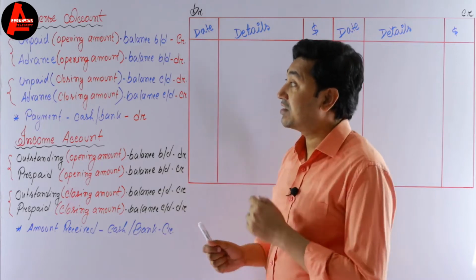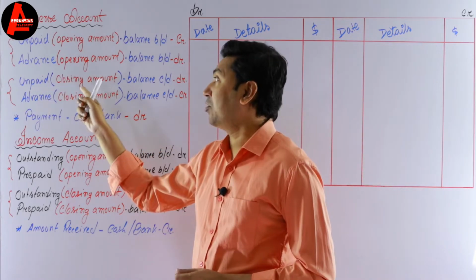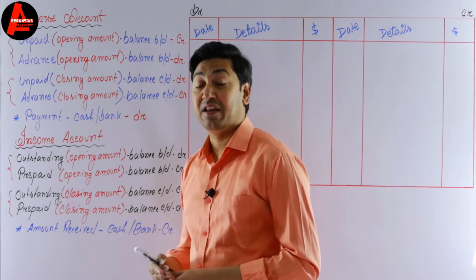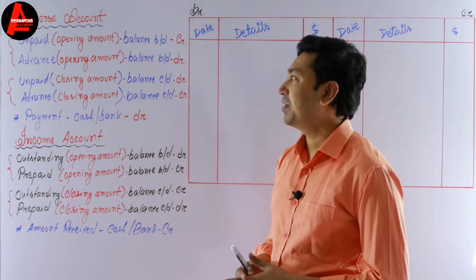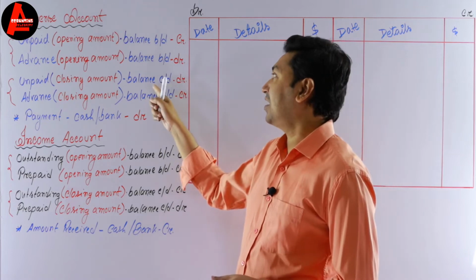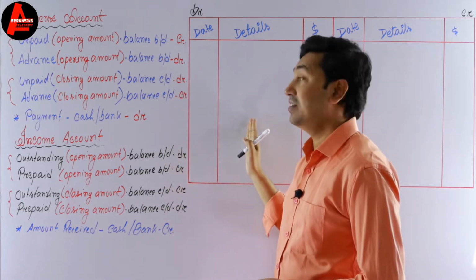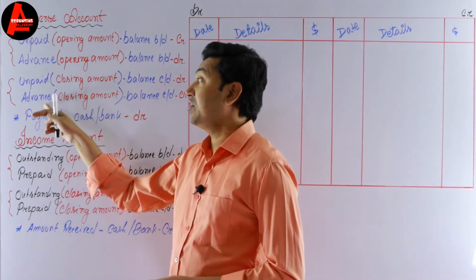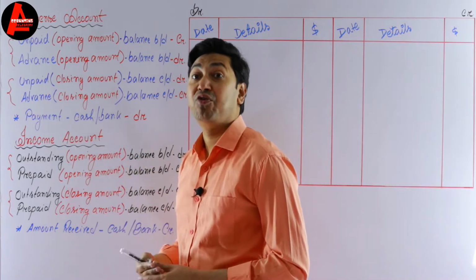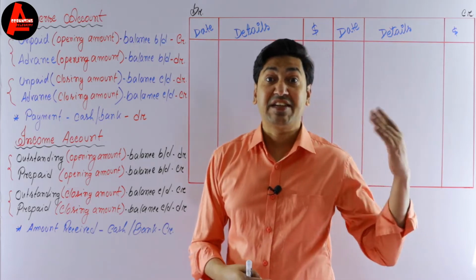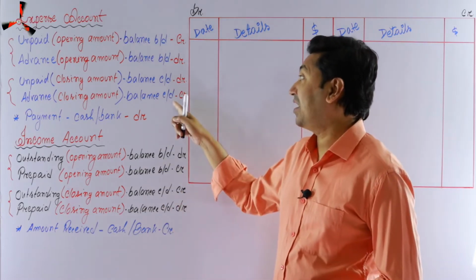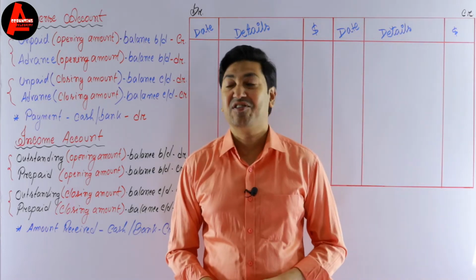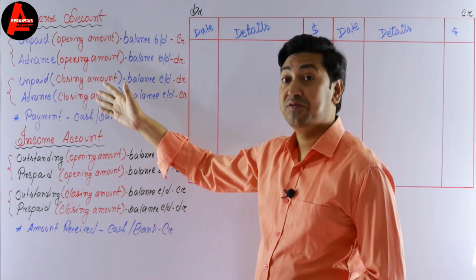Then what is here? Unpaid amount, which is a closing amount. Some expenses are not yet paid at the end of the accounting period. So this will be balance c/d and you have to record it on the debit side here. Then at the end of the year, if we see that we paid any amount in advance, which is paid for next year, this will be balance c/d and we have to record it on the credit side. So these four things you have to remember.